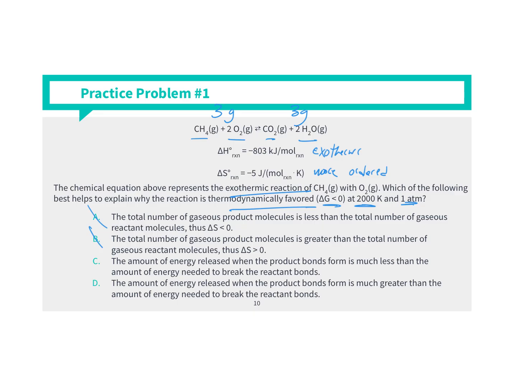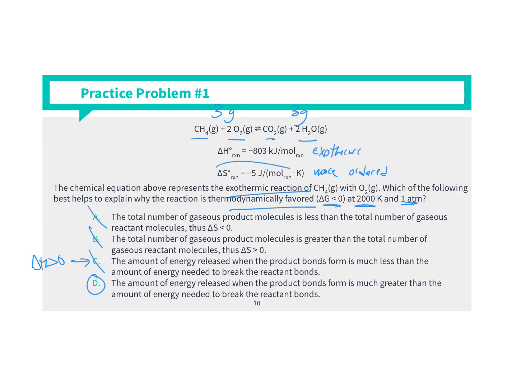C says the amount of energy released when the product bonds form is much less than the amount of energy needed to break the reactant bonds. If this were true, this would mean delta H is greater than 0, but of course it's not. It's less than 0. This is essentially saying it's endothermic. And so therefore D is the only one that makes sense. The amount of energy released when the product bonds form is much greater than the amount of energy needed to break the reactant bonds.